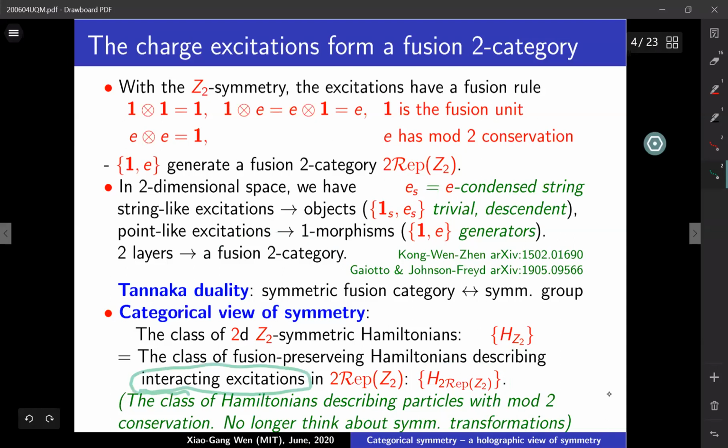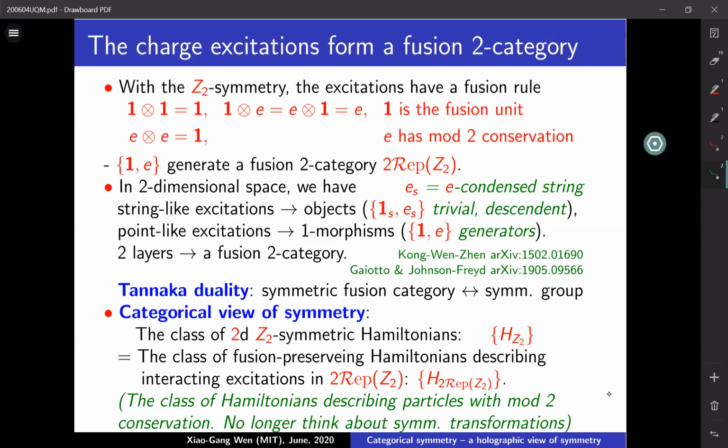So here we imagine those excitations, E and 1. Those excitations can interact. We can assign any interaction which is compatible with the fusion structure and the braiding structure. And those interactions basically correspond to a so-called effective Hamiltonian for those excitations. And those also give us a class of Hamiltonians. So the claim is that these two classes of Hamiltonians are really the same. So therefore, using a fusion category is another way to specify a class of Hamiltonians.